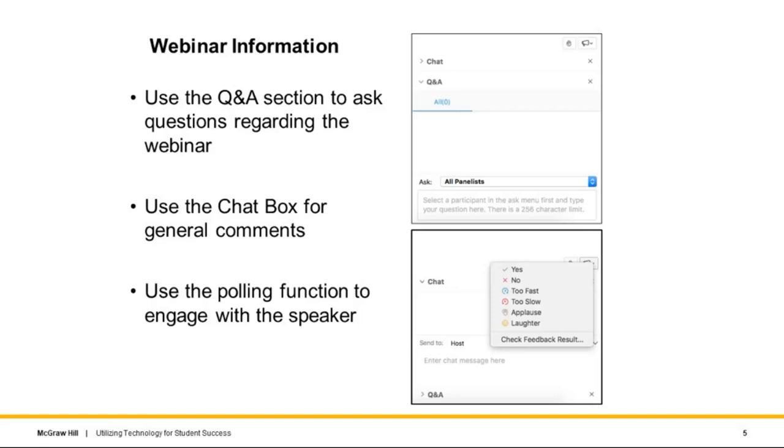So today we have an interesting discussion for you. We're going to be talking about utilizing technology for student success, and that's a follow-up from the first webinar that we had a few weeks ago, where we discussed getting universities online in 48 hours. Now, the three of us today are going to address the topic from three perspectives: the what, the how, and the why.